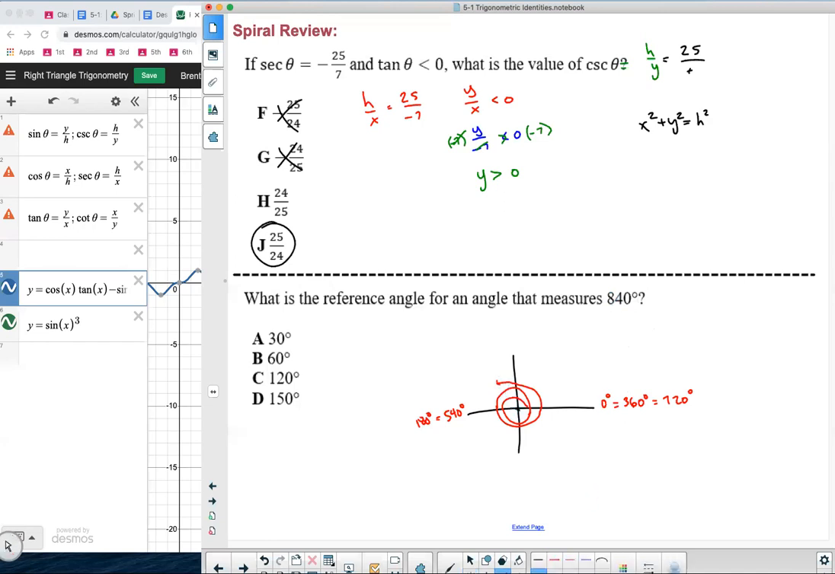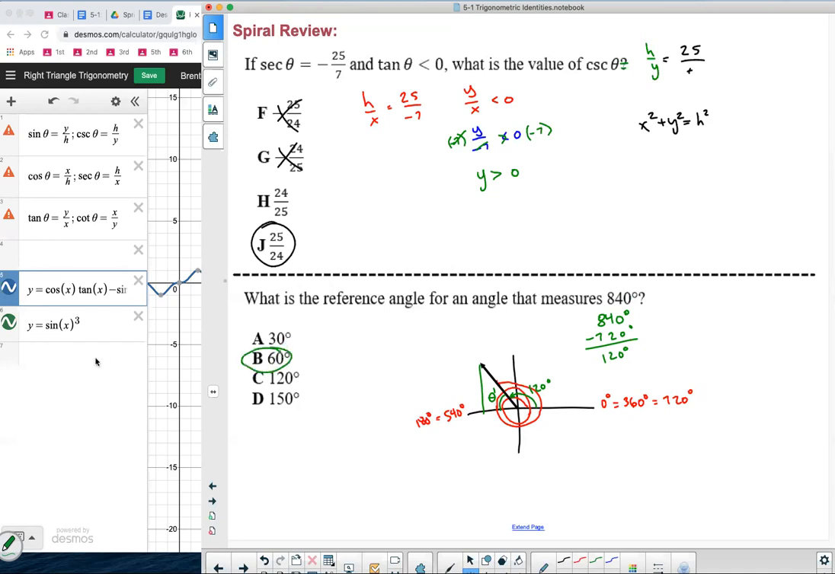And so a reference angle is the angle that connects it to the nearest x-axis. So the reference angle is the angle that connects from here to there. That's the reference angle, which we show with theta. If you remember, I said 720, 840 minus 720 is 120 degrees. That means from here to here is 120. So how many degrees is it from 120 to 180? It would be 60. And that's my answer.